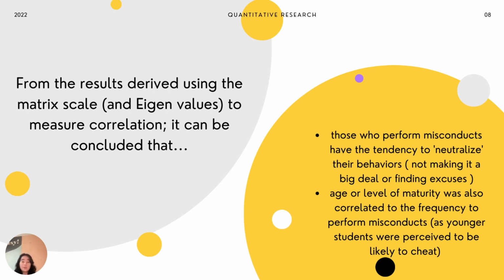And the second statement, age or level of maturity, was also correlated to the frequency of performing misconduct, as it was perceived through the questionnaires that students who were younger were more likely to cheat as they are less mature.